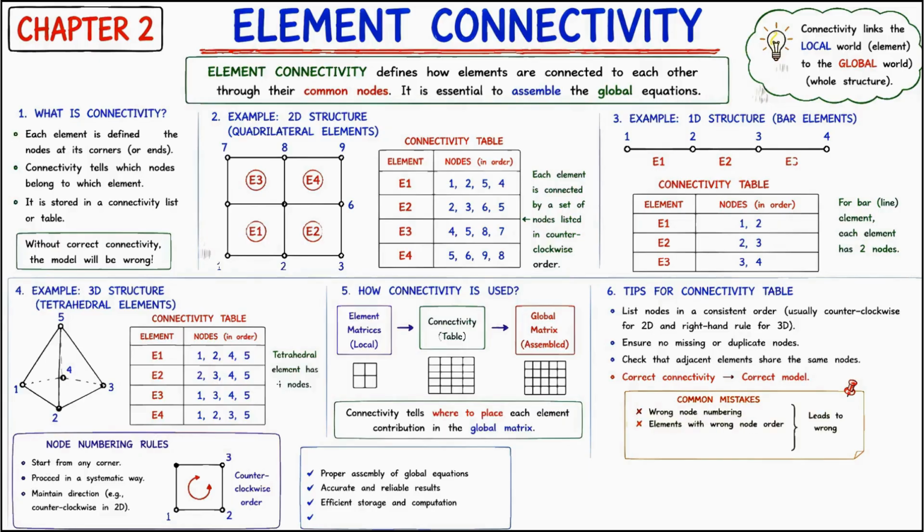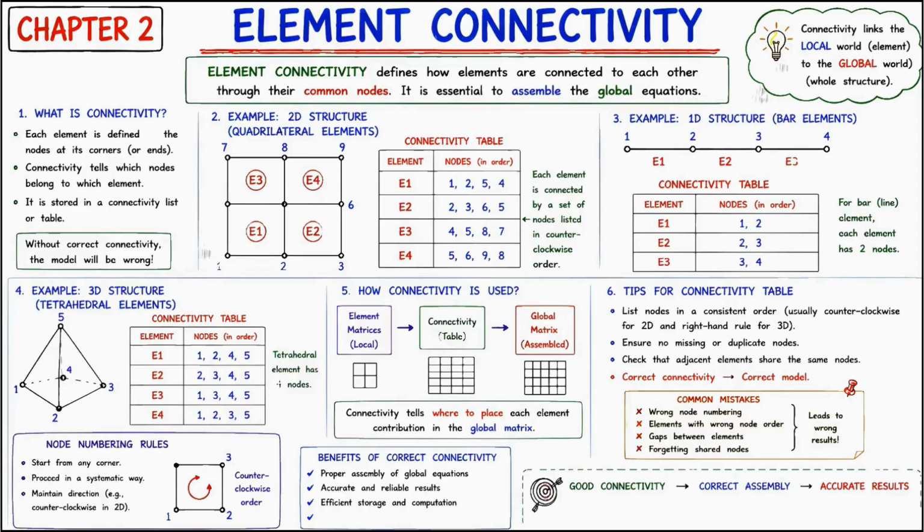The same principle extends to 3-dimensional elements as well. For example, a tetrahedral element is defined using 4 corner nodes, while a hexahedral element uses 8 corner nodes.